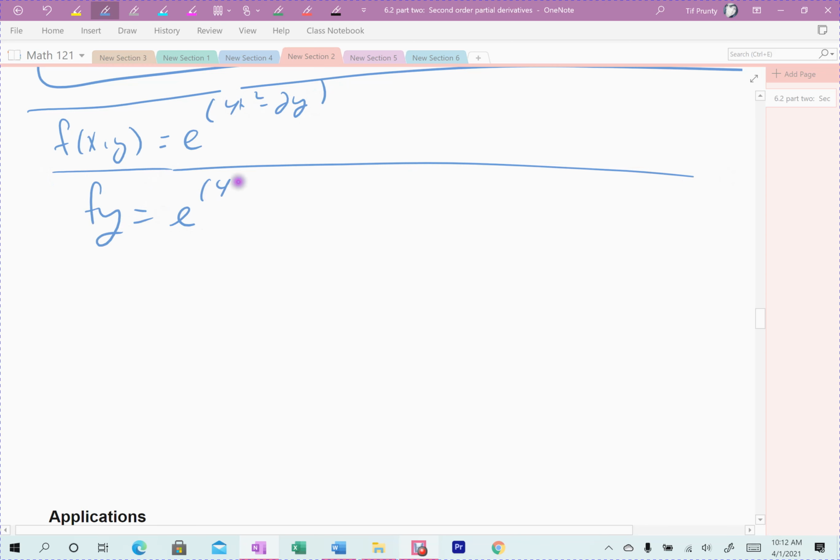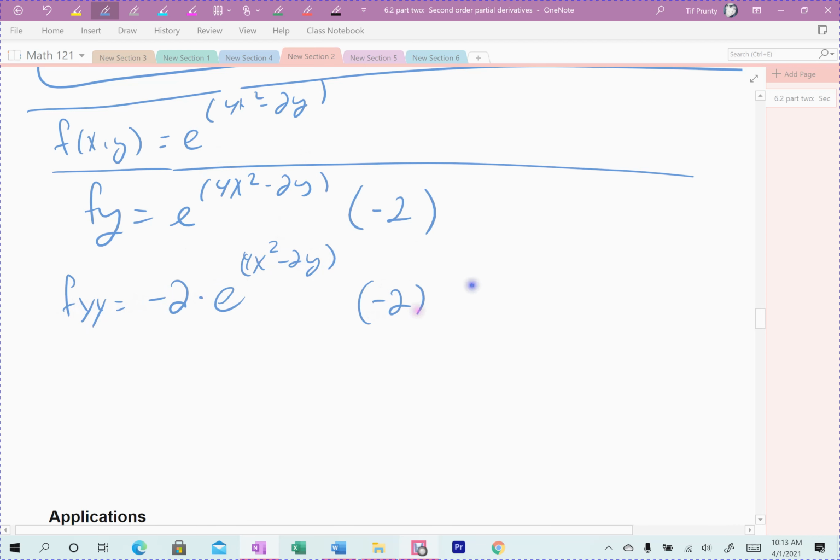So e to the 4x squared minus 2y with respect to y comes out, remember, negative 2. We just did that. The derivative with respect to y of the e term is the e term times the derivative of the y part, which was the negative 2, right, comes from the negative 2y. Alright, so the derivative with respect to y a second time again doesn't require the product rule. It's just negative 2 comes along. I take the derivative of the e term. Well, basically I'm going to get another negative 2 out, right? And so that simplifies to positive 4e to the 4x squared minus 2y.